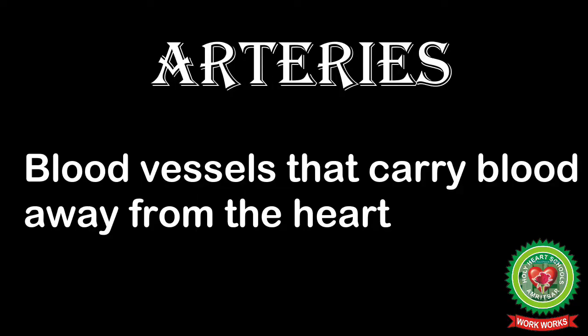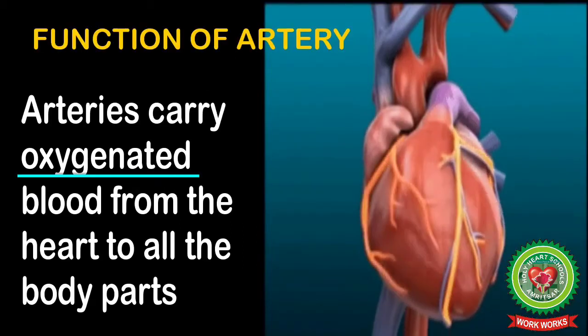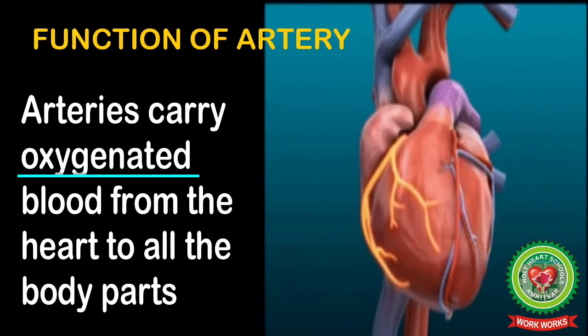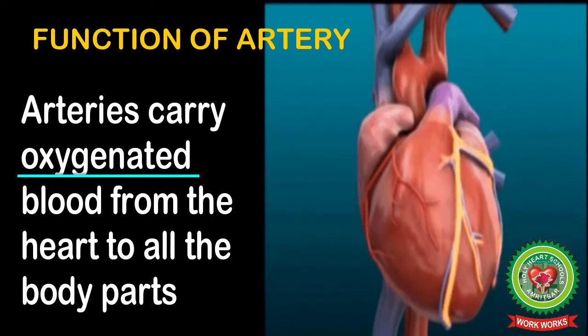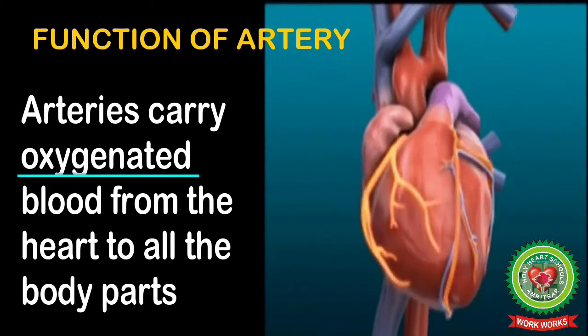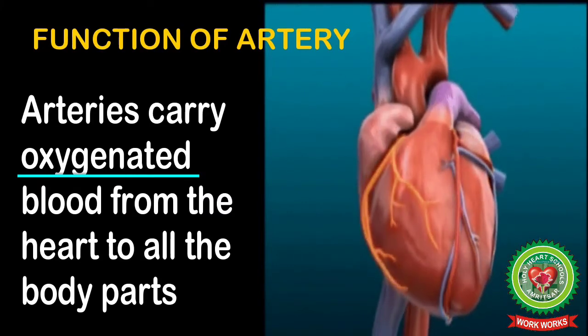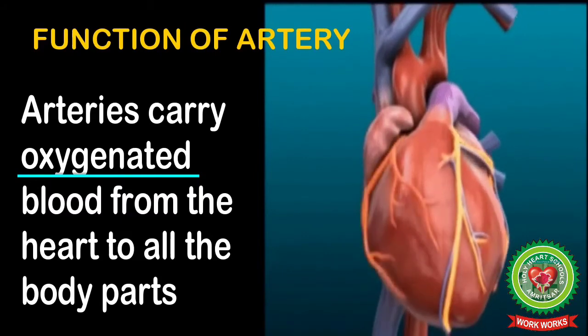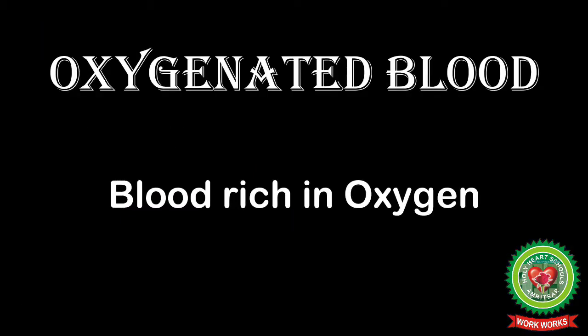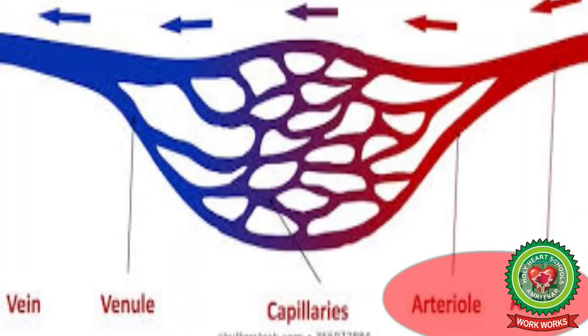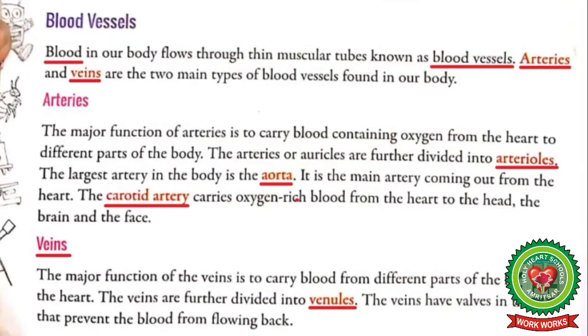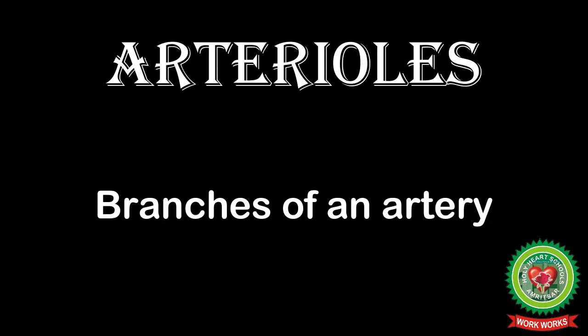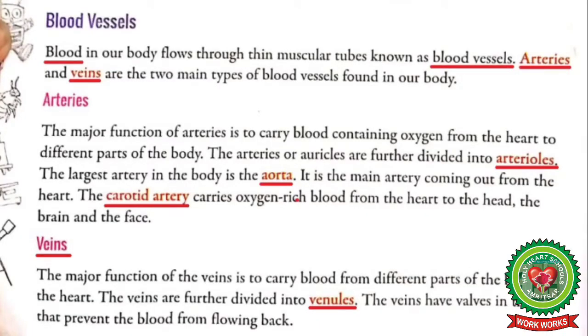Arteries are the blood vessels that carry blood away from the heart. Arteries carry oxygen-rich blood from the heart to all the body parts. This is the main function of arteries. Underline word oxygenated blood and write down its meaning: blood rich in oxygen. Students, the arteries are further divided into arterioles. Now, what are arterioles? Arterioles are the branches of an artery.